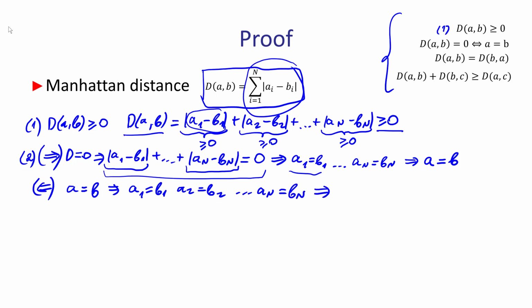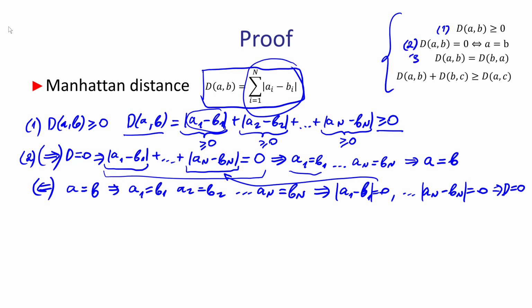This means that also a1 minus b1 will be 0, and so on, an minus bn will be 0. Now, if those differences are equal to 0, then also the absolute value of them will be 0. And if you put that back into that equation, clearly it will give us distance 0. So this proves the second part.